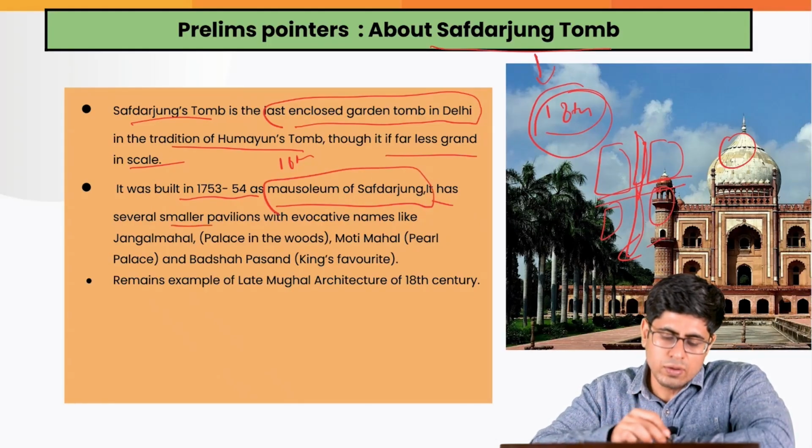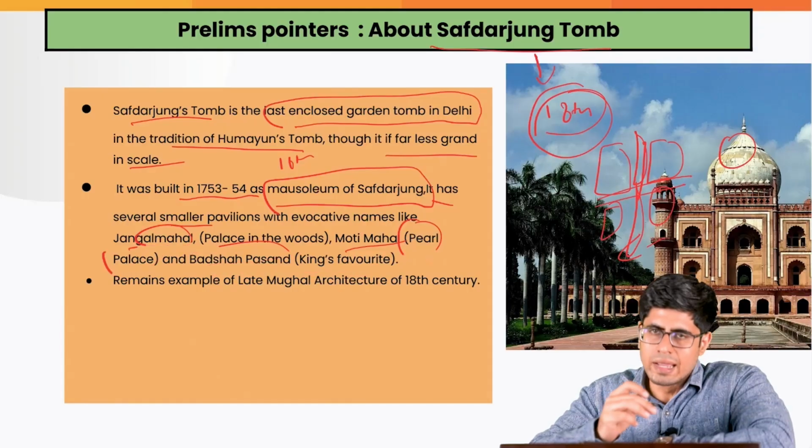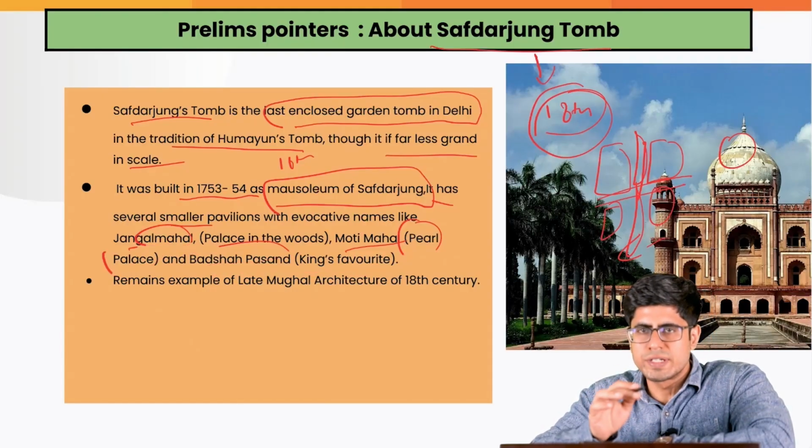It has some smaller pavilions. For example, it has parts known as Moti Mahal, Badshah Pasand and Jungle Mahal, which had their own purposes. Jungle Mahal represented a palace in the wild. Badshah Pasand means it was the king's favorite. Moti Mahal means it was a pearl palace. It is the example of late Mughal architecture, 18th century, as we discussed.